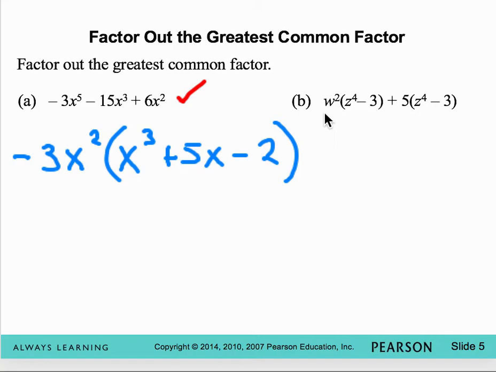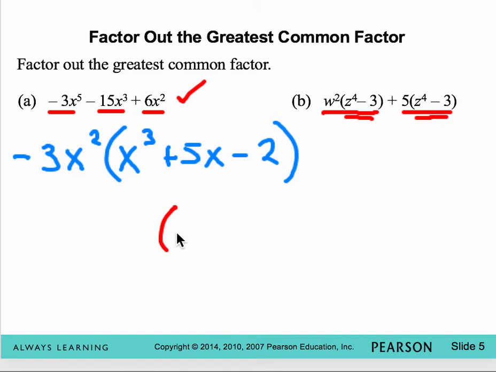Look at this. Here's my 2 terms, right? And this one we had 3 terms. So I looked at all 3 terms to see what they had in common. Whatever they had in common, I brought out as a common factor. So because this is in parentheses, that's one thing, right? So z to the 4th minus 3, look, they both have a z to the 4th minus 3. Hey, that z to the 4th minus 3, that's the common factor.